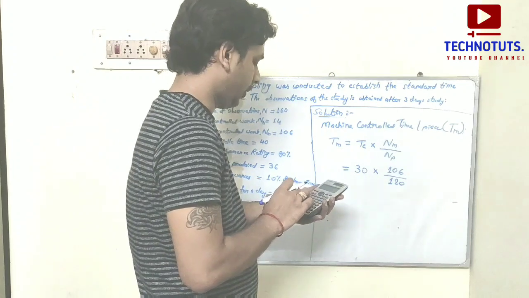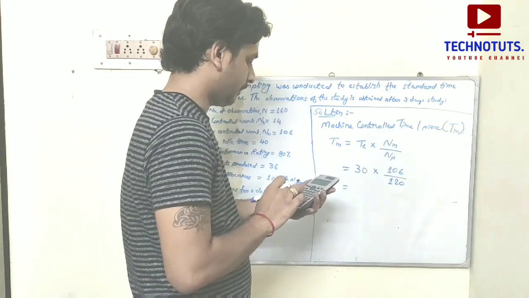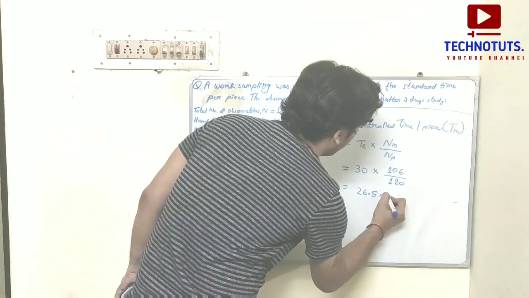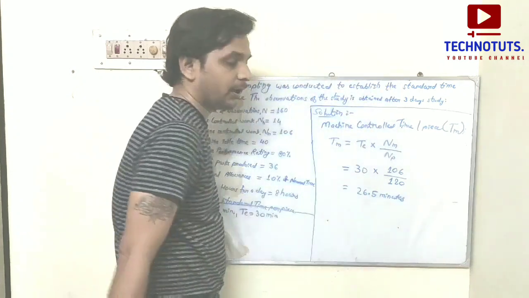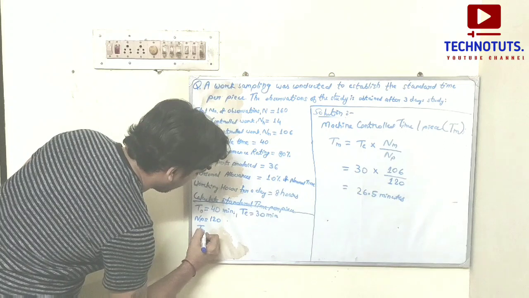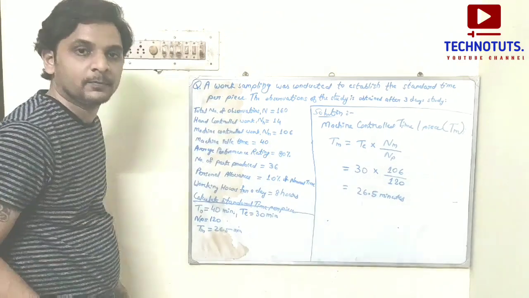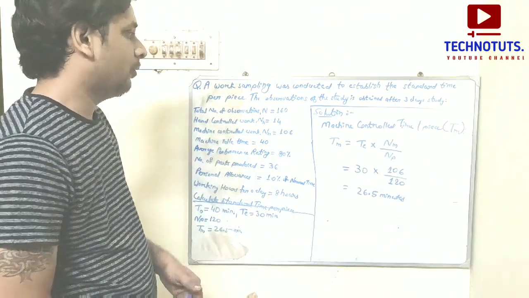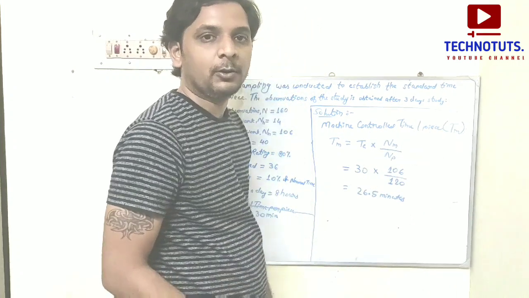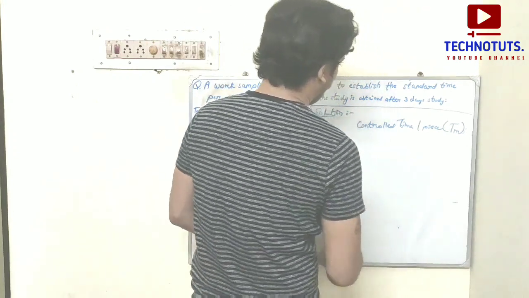30 into 106 divided by 120. The answer is 26.5 minutes. Okay, the machine control time is 26.5 minutes. Let us note down here: machine control time TM is equal to 26.5 minutes. Okay students, now that we have obtained the machine control time per piece, we can calculate the hand control time per piece also.